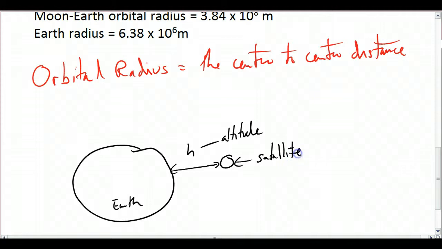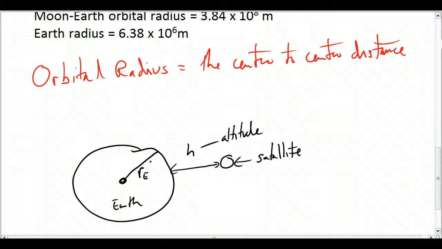If we wanted to do a gravitational calculation between the Earth and the satellite, we wouldn't use the altitude, or the letter h, by itself. Instead, we would have to do the following. If this is the Earth's radius, we would have to add the Earth's radius to the altitude of the satellite, and together those things would make the orbital radius, and that would be the center-to-center distance, and that would be the thing we would use when doing a gravitational calculation. So again, you always have to use the center-to-center distance.